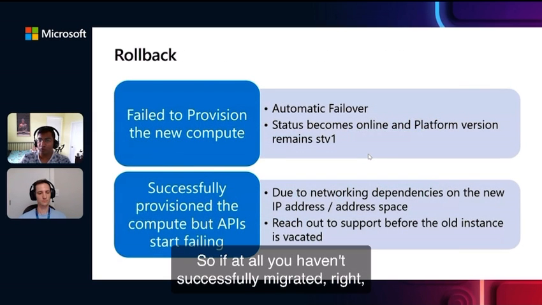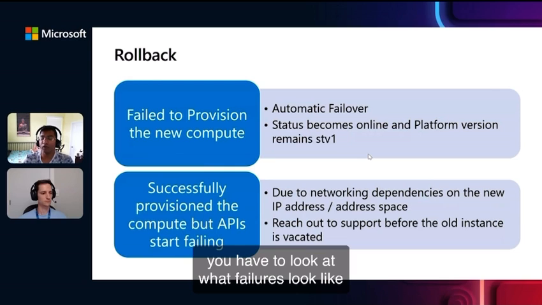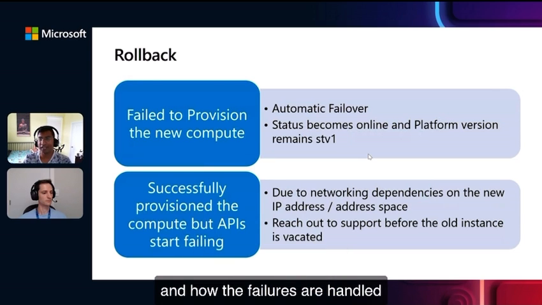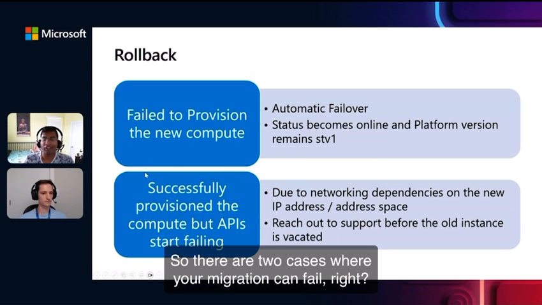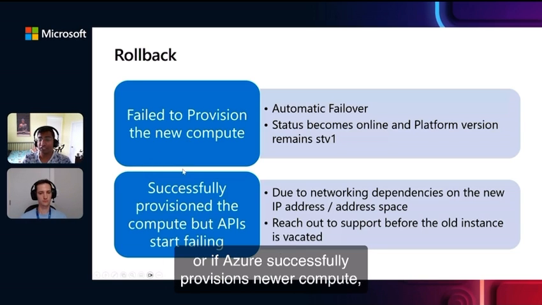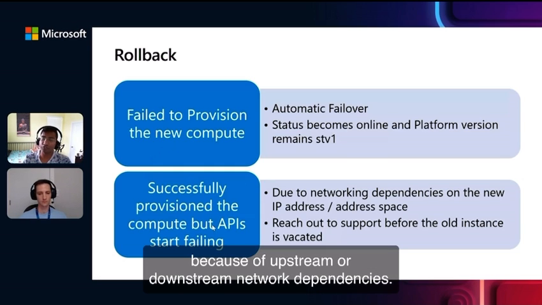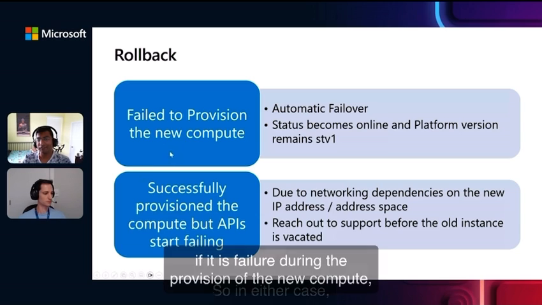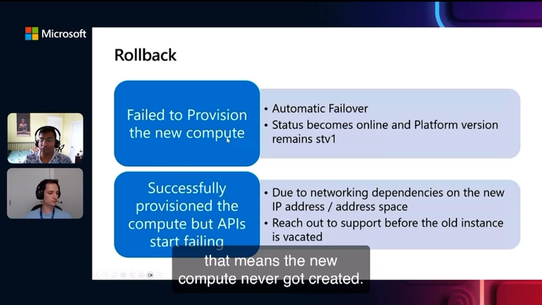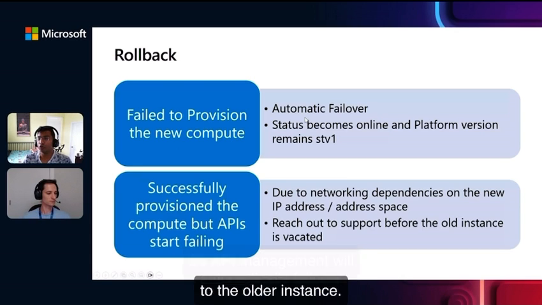So if you haven't successfully migrated, you have to look at what failures look like and how the failures are handled in this whole migration process. There are two cases where your migration can fail: if Azure fails to provision the newer compute, or if Azure successfully provisions newer compute, but the APIs are all failing because of upstream or downstream network dependencies. If the failure is during the provisioning of the new compute, that means the new compute never got created, so API Management will automatically fail over to the older instance.